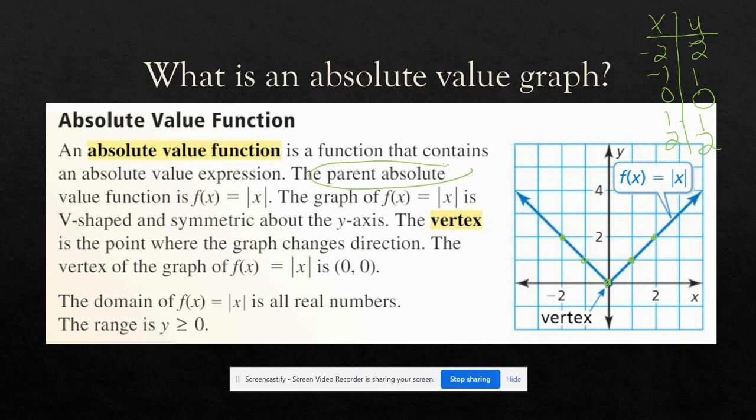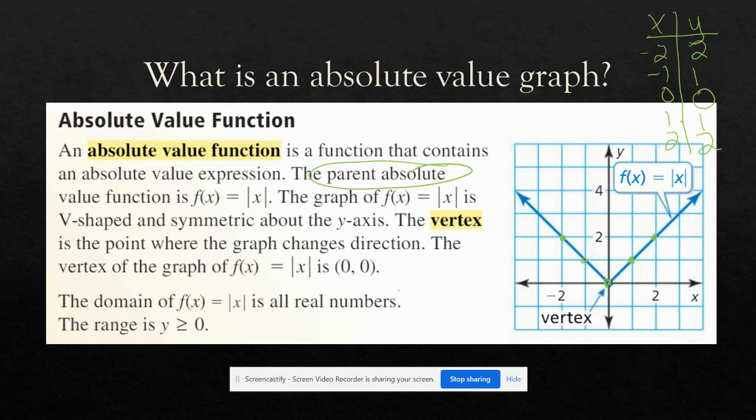This is called the parent absolute value function. It's called that because we haven't added, subtracted, or multiplied this by anything. Once we start doing that, we're doing something called transformations. We're transforming this function. It still is absolute value. It will still have a V shape with two straight arms, but it'll slide around the graph. The arms might get narrower or wider, and it might flip upside down.